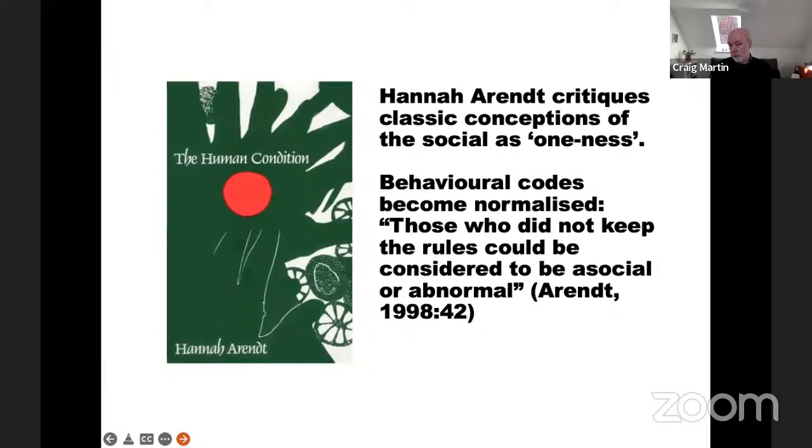For example, when we go to school, when we're brought up as younger people, there are these particular behavioural codes that we're taught, and we have to agree to those codes. But as Arendt says here, if people don't keep to those codes, they're considered to be asocial or abnormal. And this is where I've used this notion that she's talking about of a type of asocial design. What I mean by that is a type of design practice that breaks those behavioural codes that we're taught in terms of how we think about society.